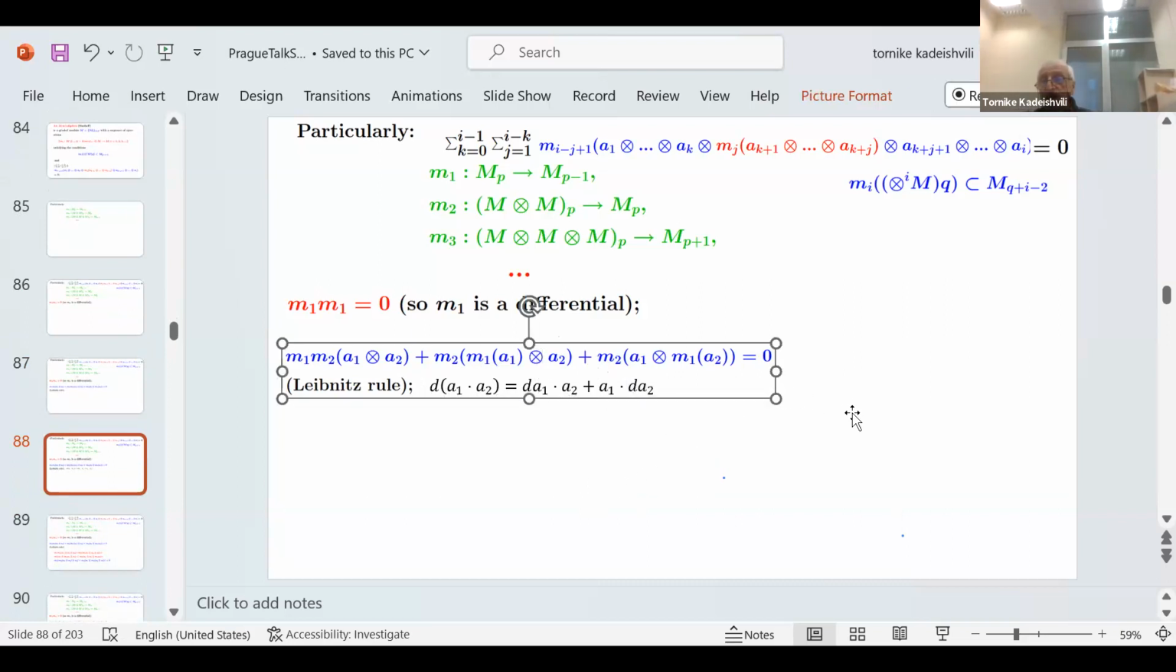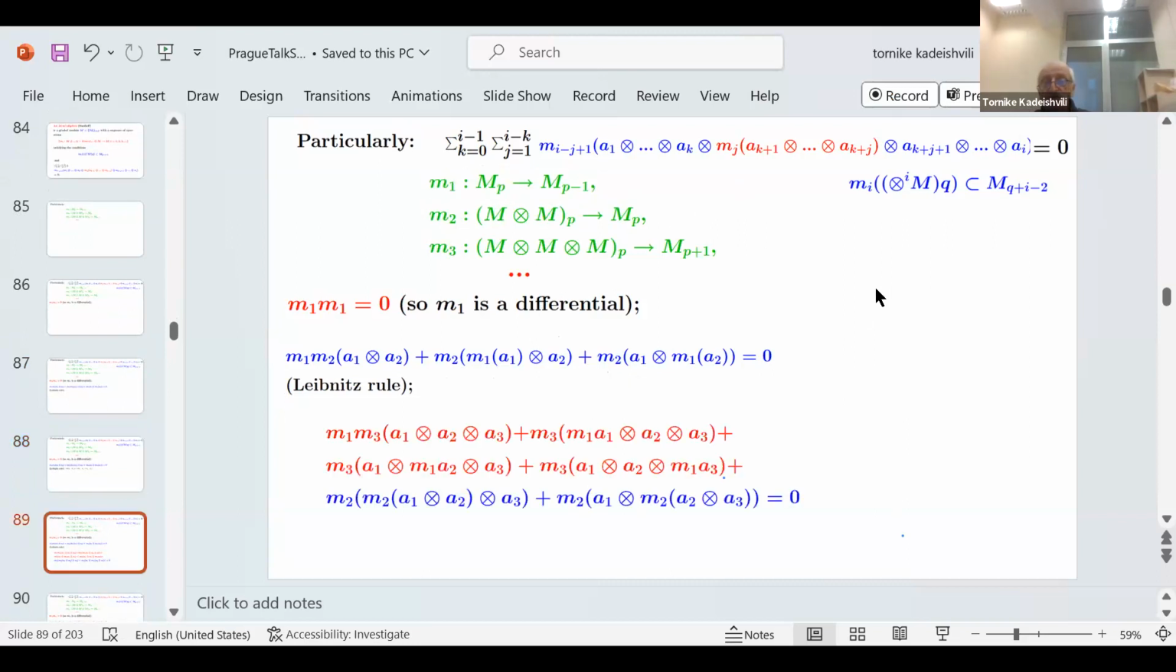So what is it? It is Leibniz rule. So M1 is differential, M2 is Leibniz. And the grandiose thing is Stasheff's condition about M3. Look only to the blue part. Blue part is a product, and then this product is composed with M3.